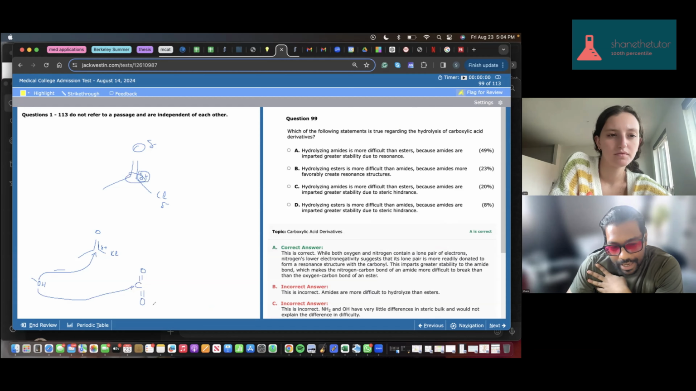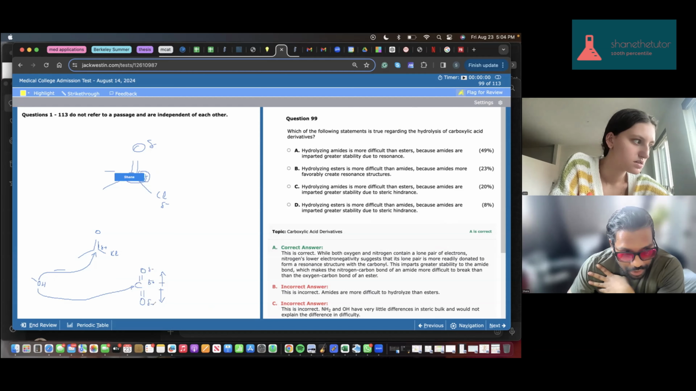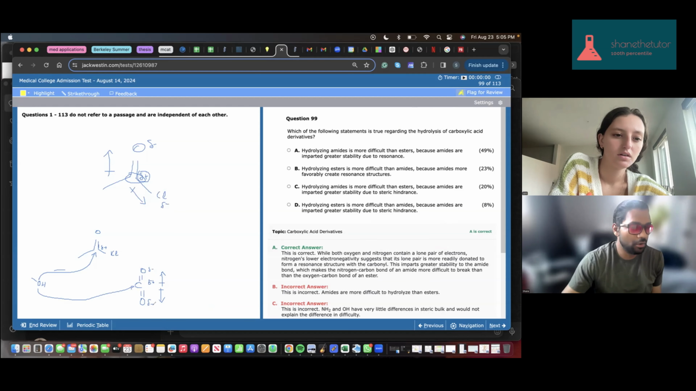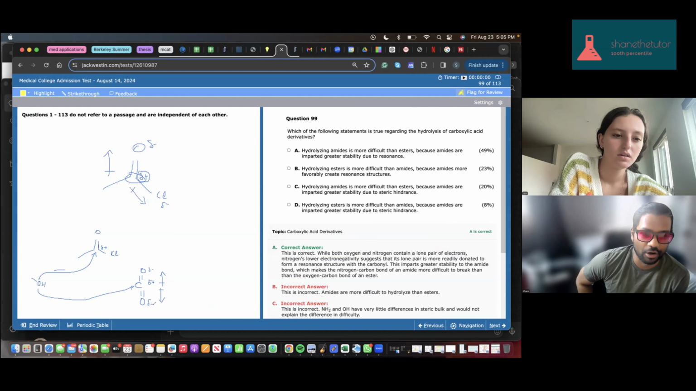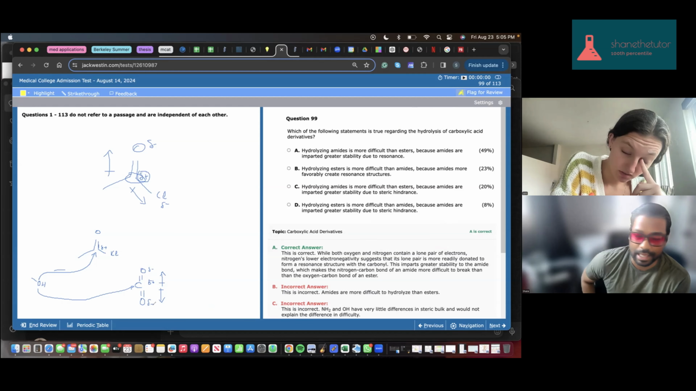For instance, you can have a partial positive, partial negative, a dipole moment going in this direction, and a dipole going in that direction, and they cancel out, right? But here we have a dipole going up like this, and then we have a dipole going that way, and they're not really going to cancel each other out, but they're both going to contribute to making that carbon, the carbonyl carbon, very partially positive, and therefore more reactive.